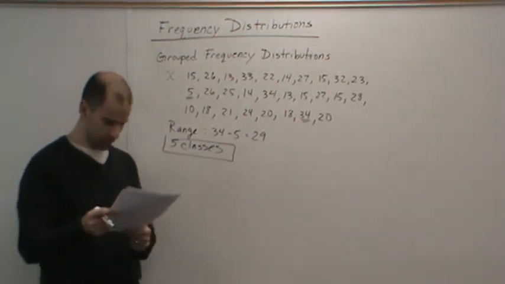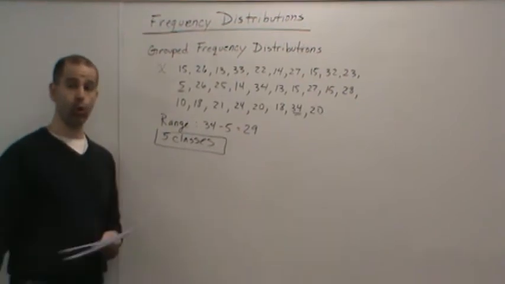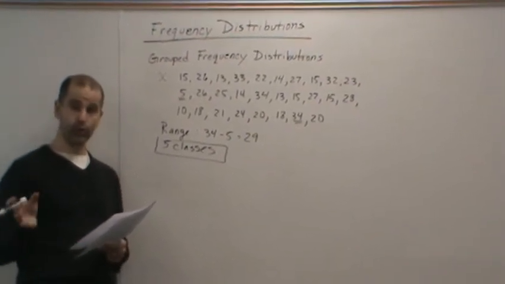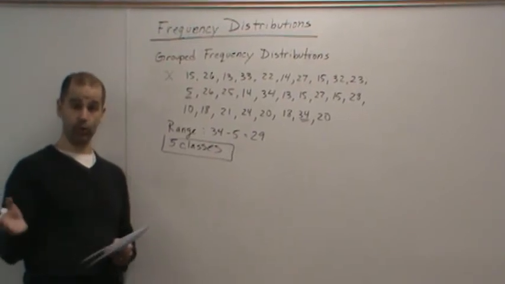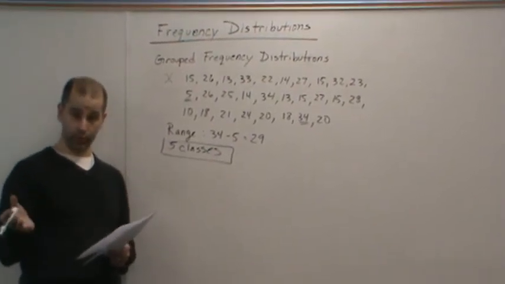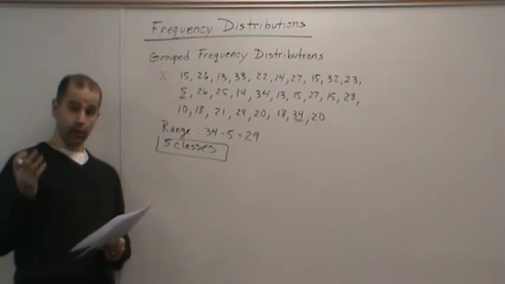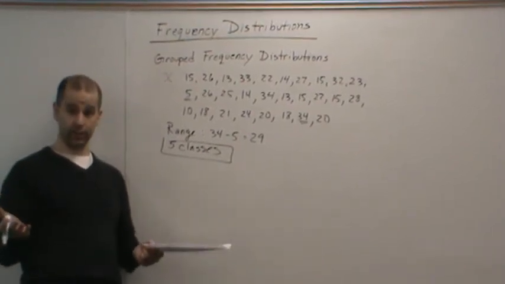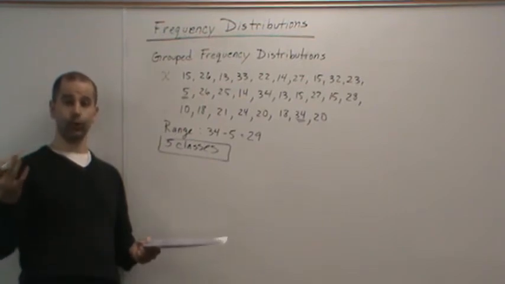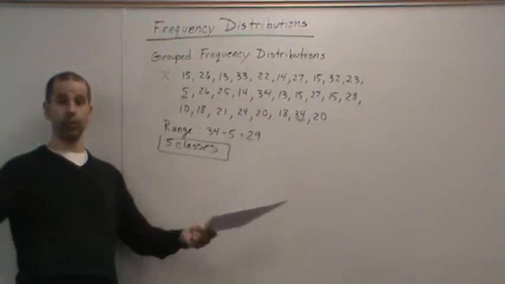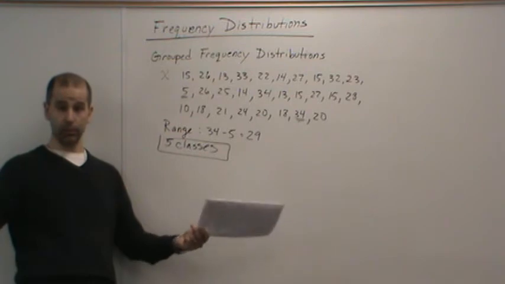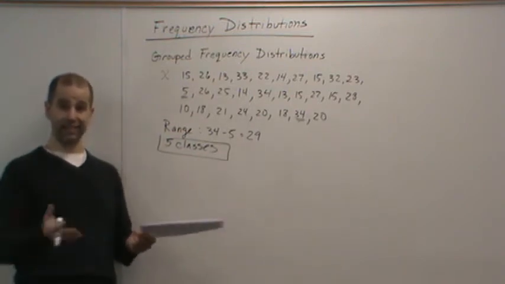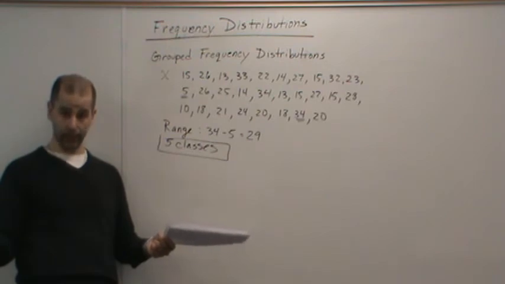Okay. So here are the guidelines. You want no less than 5. No more than 20 classes. So anywhere from 5 to 20 classes is a rule of thumb, okay? Less than 5, you're not going to get a good feel about the distribution, okay? Again, the same thing for going more than 20. You're going to spread the data out too far to be meaningful. So if you have too few classes or too many classes, you're going to lose meaning in the data, okay?